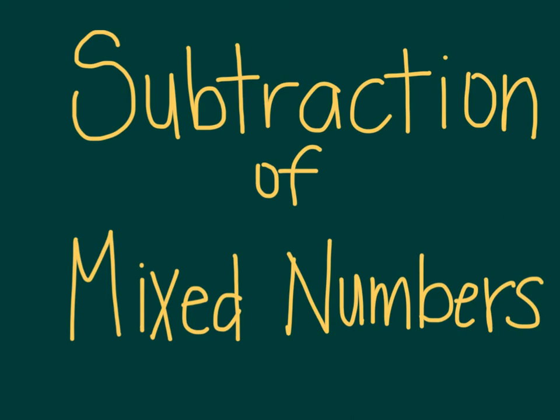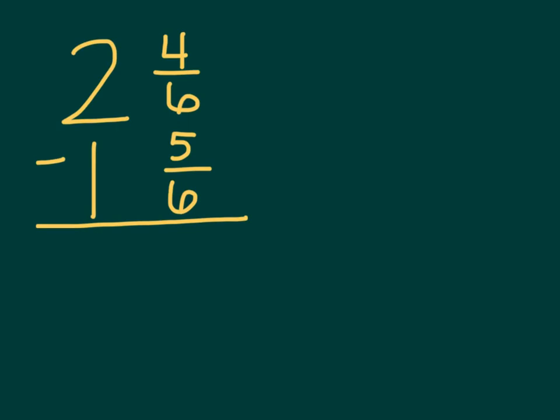Today I'm going to talk about subtracting mixed numbers. Let's look at this problem. Since we already have common denominators, let's focus on the subtraction. Can we solve 4 minus 5 here? No, we're going to have to borrow, but where can we borrow from?